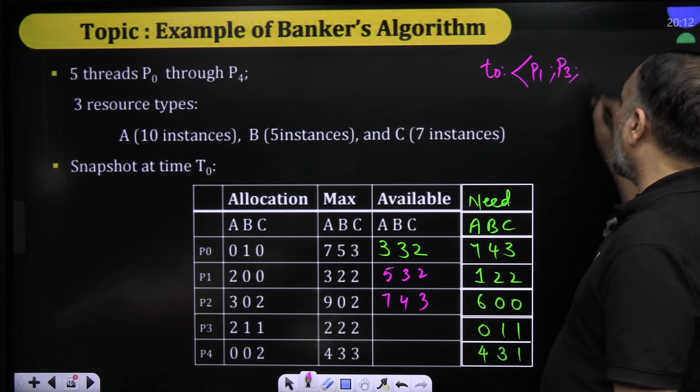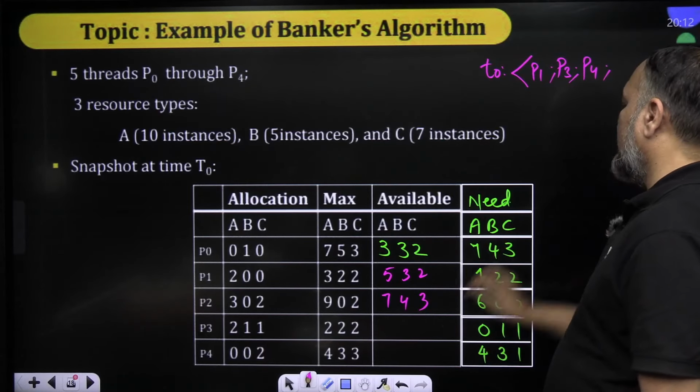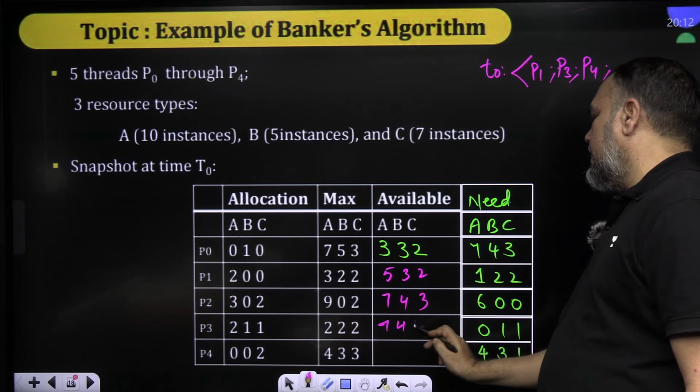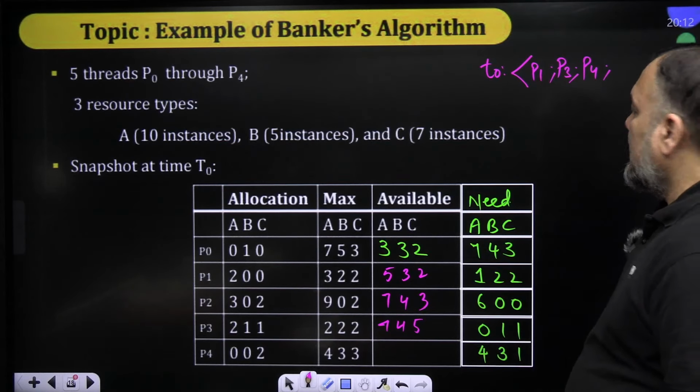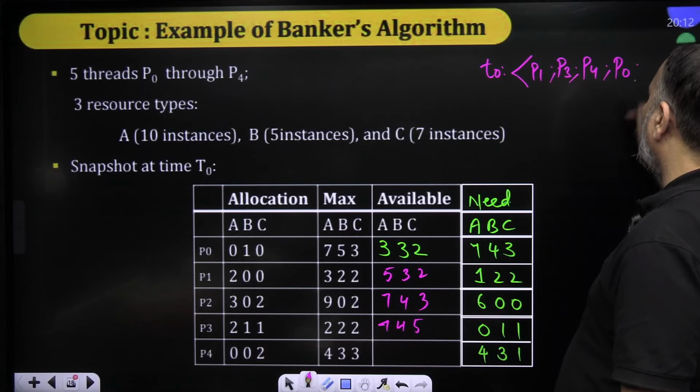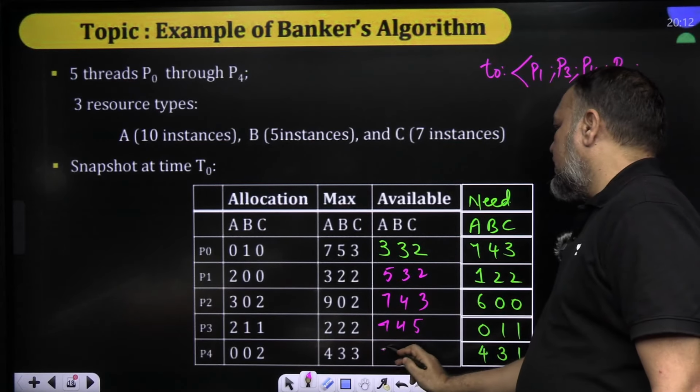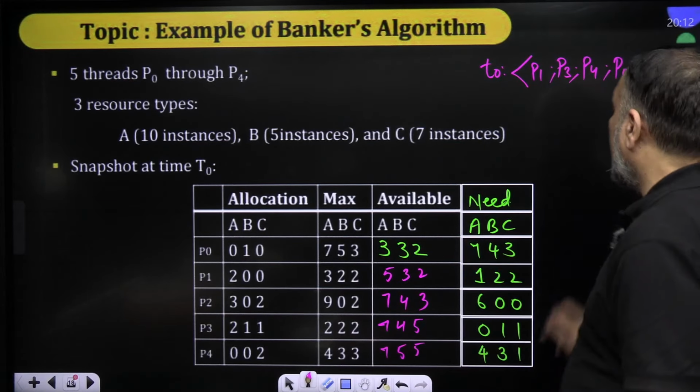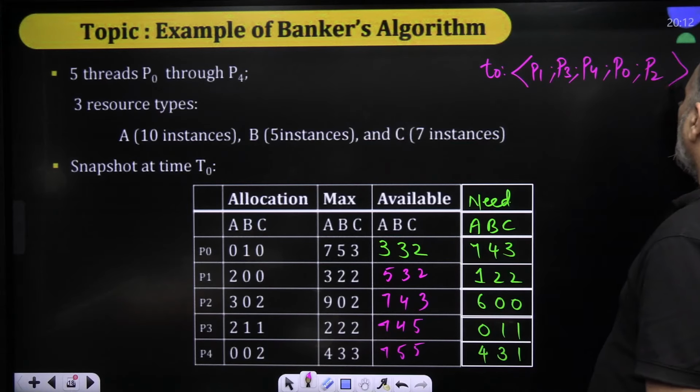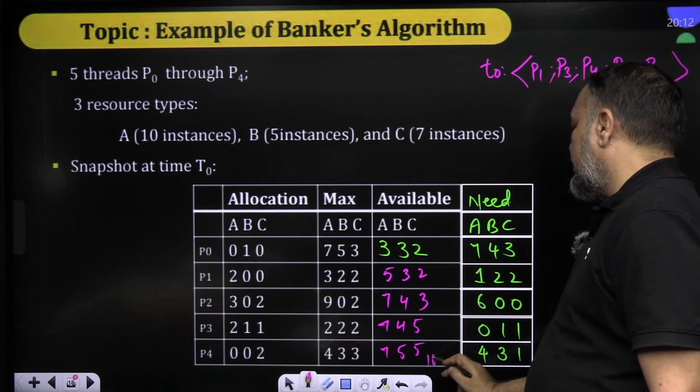With 743, I can next take up P4. It will become 745. And then next I can take up P0. Then it becomes 755. And then finally, I will take up P2. Then it will become 1057.